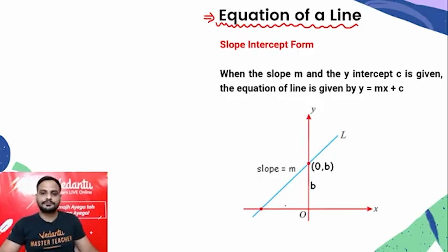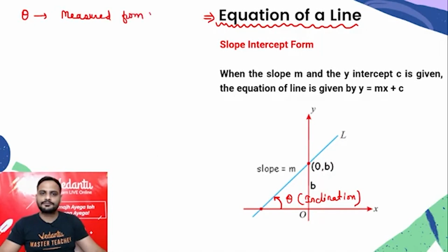Slope is what, beta? Any line, listen very carefully, whatever angle it makes with the x-axis in the anti-clockwise direction, that angle is called the inclination of that line. So theta is your inclination and it is measured from the x-axis in the anti-clockwise direction.